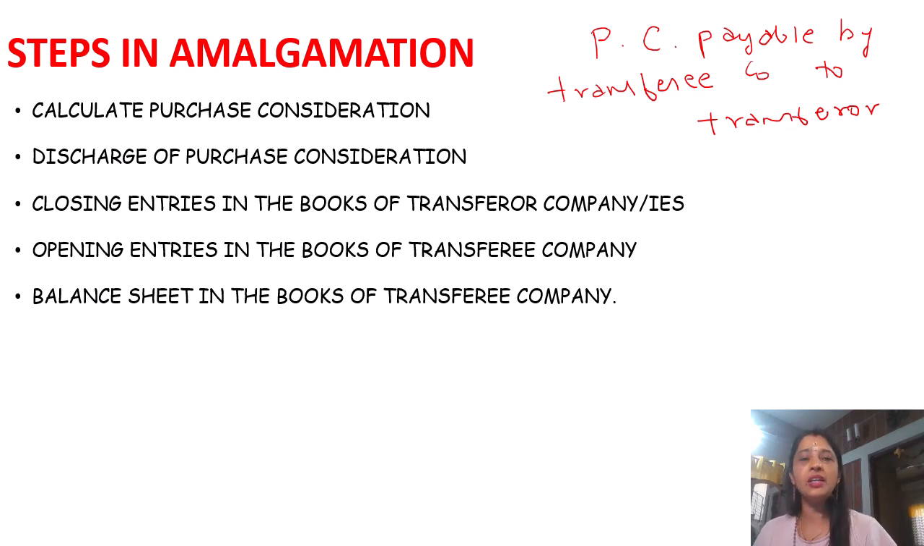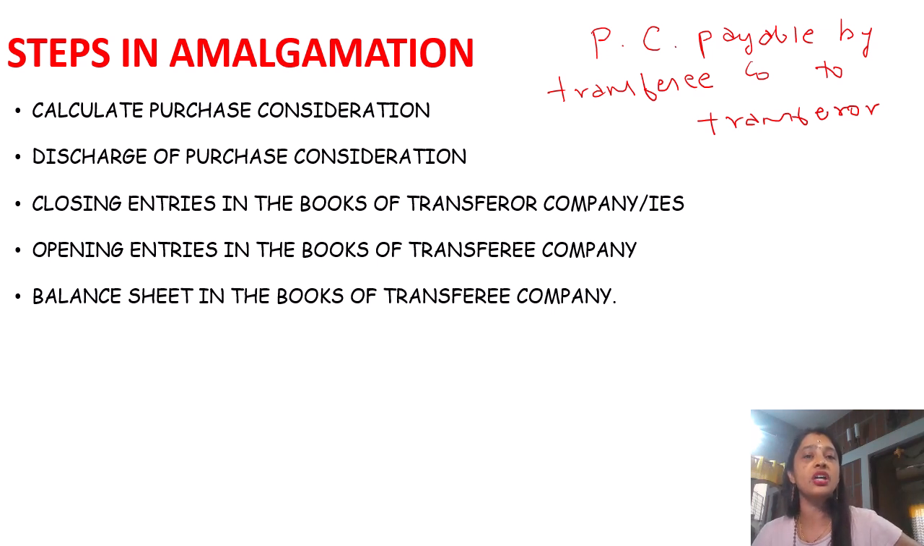So ultimately, for transferring the assets and liabilities, the transferor company should get some benefit, some consideration, which is payable by the transferee company. So purchase consideration will be paid by the transferee company to the transferor company for transferring their company's balance sheet, their company's assets and liabilities. So this is the first step. You calculate purchase consideration. I'll explain the methods of purchase consideration later.